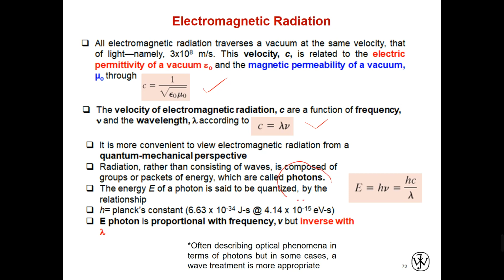It is more convenient to view electromagnetic radiation from a quantum mechanical perspective. Radiation, rather than consisting of waves, is composed of groups or packets of energy called photons. So you can understand what a photon is: the representation of radiation. Sometimes we use the term photon energy. The energy E of a photon is quantized by the relationship E is equal to hv, equal to hc per lambda. h is Planck's constant, 6.63 times 10 to the power of negative 34 joule second, or 4.14 times 10 to the power of negative 15 electron volt second. The photon energy E is proportional to the frequency v but inversely proportional to the wavelength lambda.